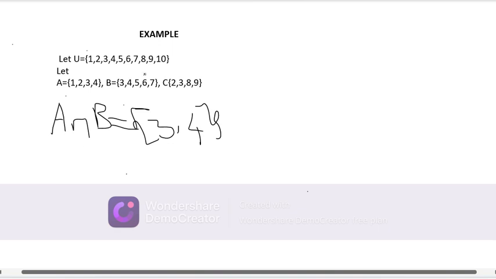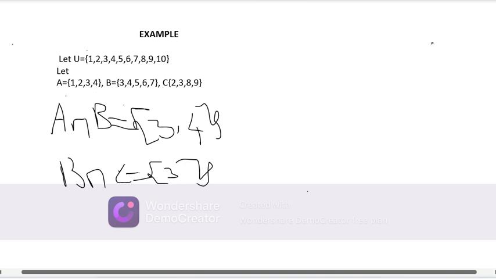Okay, let's look at B intersection C. What's in B? 3. It's also there in C. What about 4? 4 is not there. 5 is not there. So it's just 3, only one element. And what did I say last time? A set having only one element we call a singleton set. So it's a singleton set with only one element, which is 3. So that's all about the intersection of sets.